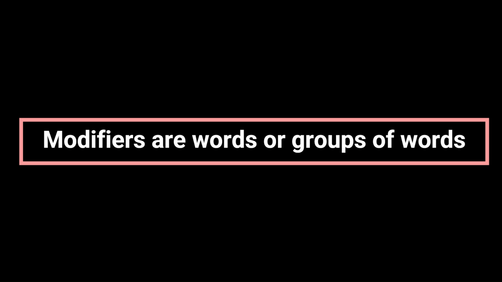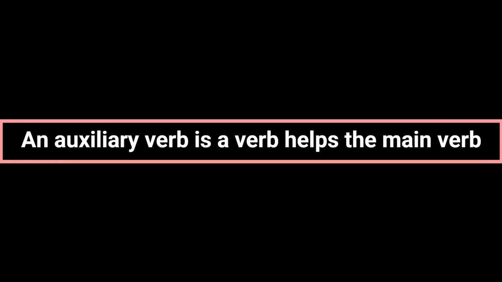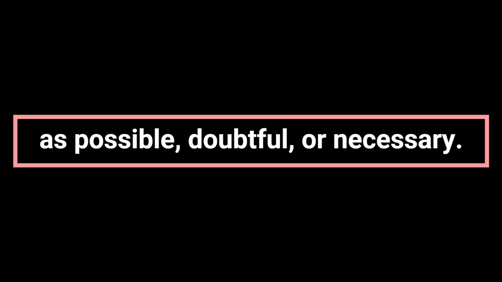We refer to a word or a group of words as modifiers when they describe a noun or a verb and give more details about it. An auxiliary verb is a verb that helps the main verb in a sentence to form the present, the past, or the future tense. It also helps to describe an action as possible, doubtful, or necessary.